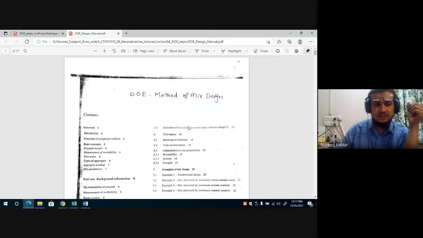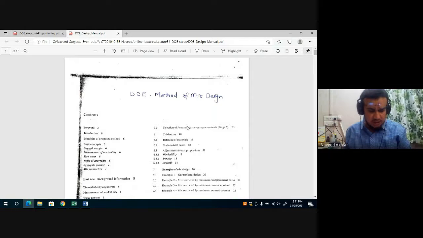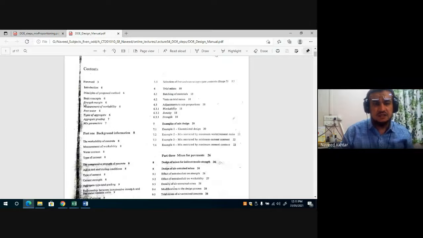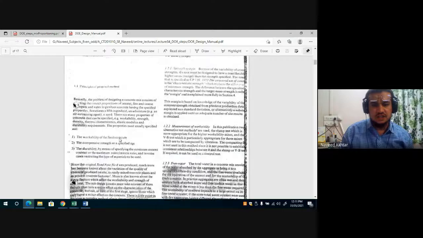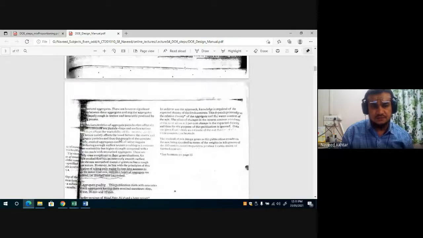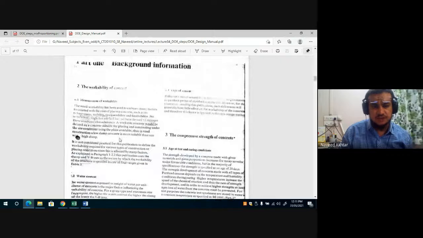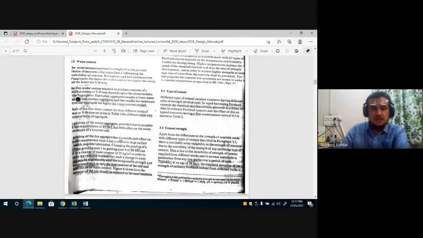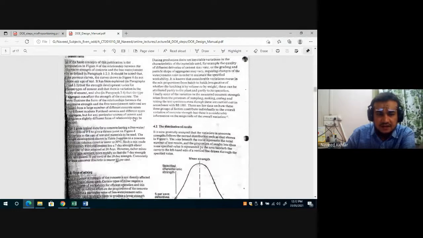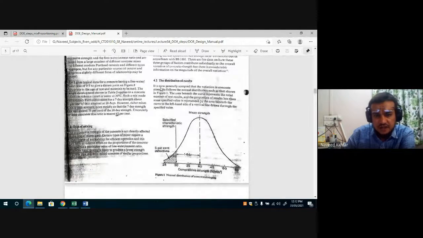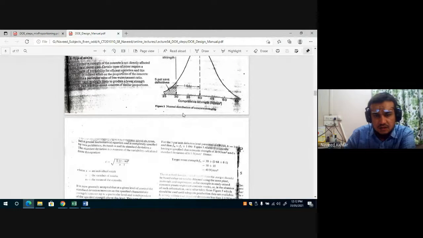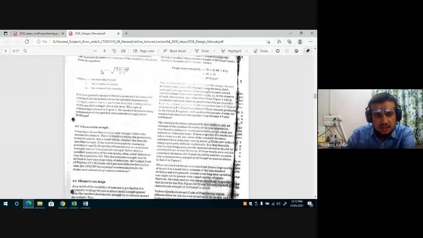So you can see the DOE method. This is the manual for the DOE method of mix design. You can see the contents: foreword, introduction, principles of the proposed method, basic concept. All these things are available in this manual, and also the step-by-step procedure of how to design the mix using this manual, and how to take the standard deviation of the compressive strength. This is the formula for standard deviation. You can see here.